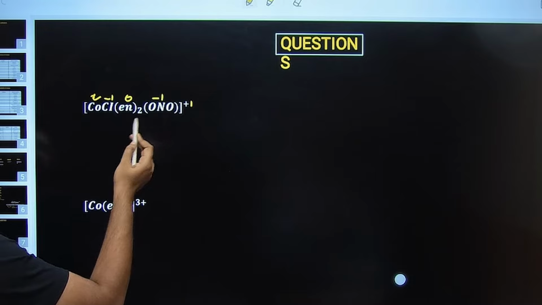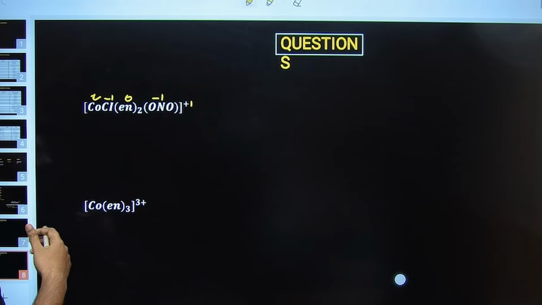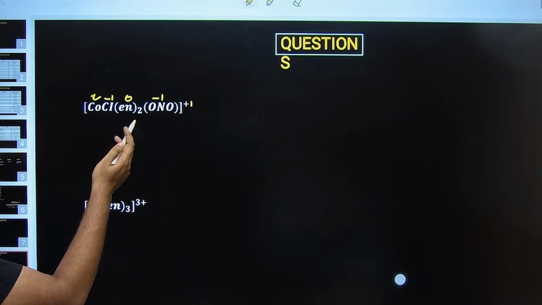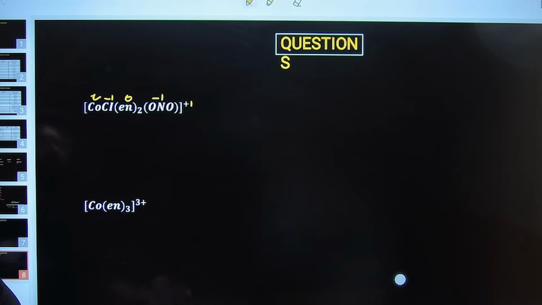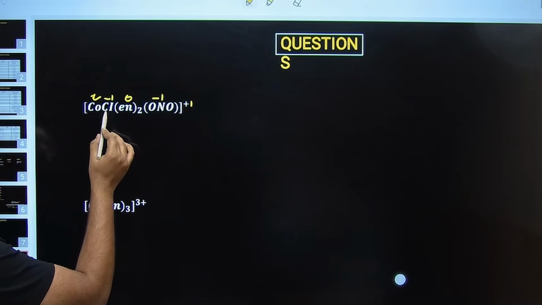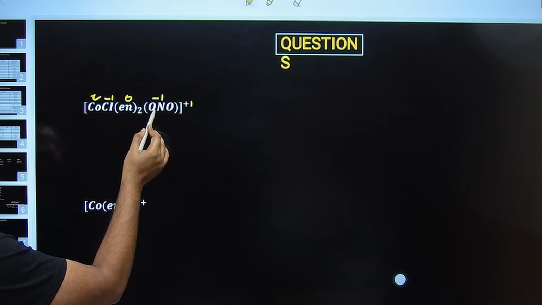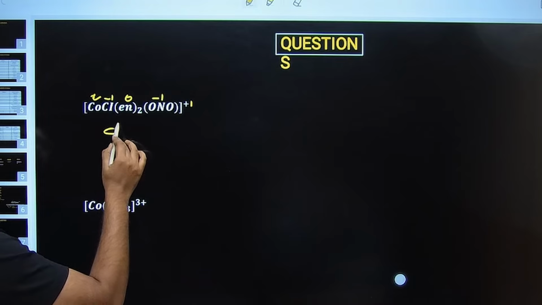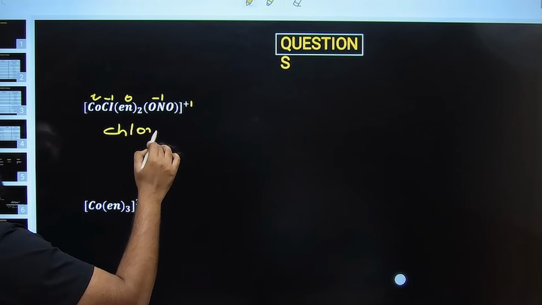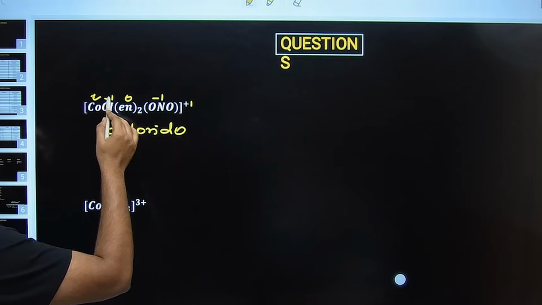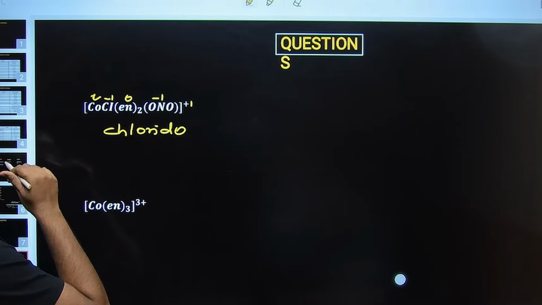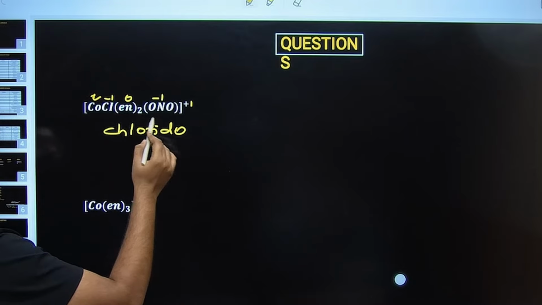So how do we write the name? So first of all, the rule says name the cation. There's no cation, and also there's no anion. So directly you start with the name of the ligand with number in alphabetical order. So this starts with C, this starts with E, this starts with N. So what comes first? A, B, C, D, N. So you will see C comes first. So we will write chloro or chlorido because it's a negative. So end with O. Chloride will become chlorido. After that you will have E.